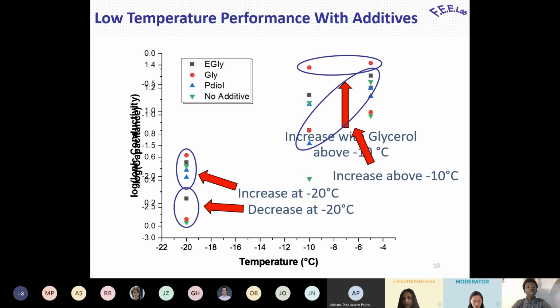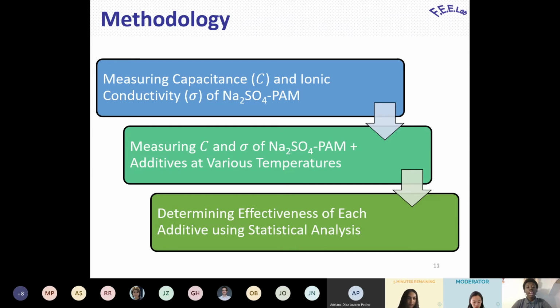So these plots only give us an idea of these additives' effect at low temperature. To get the entire picture, the next thing I did was use statistical analysis to see the effect of each additive.